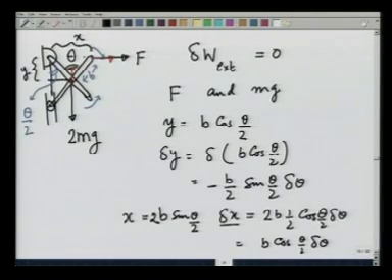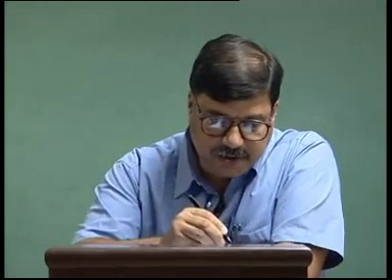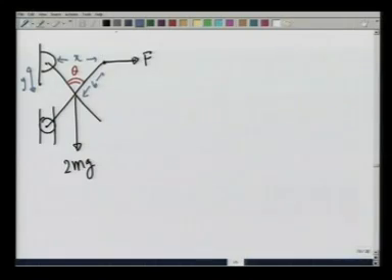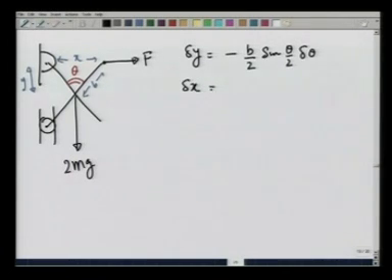Why we are calculating these delta x and delta y is so that I can calculate the virtual work done by force F and 2 mg. Let me make the picture again schematically, and we have calculated that delta y is nothing but minus b over 2 sine theta by 2 delta theta, and delta x is equal to b cosine of theta by 2 delta theta. By minus sign, we mean that y is decreasing, or the point here is moving up.